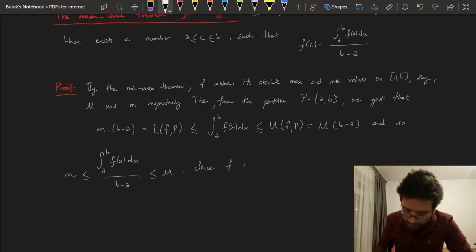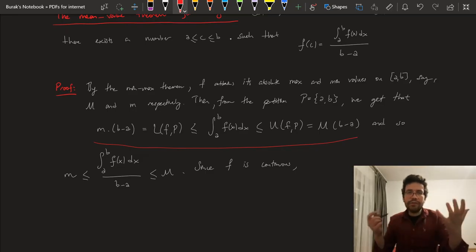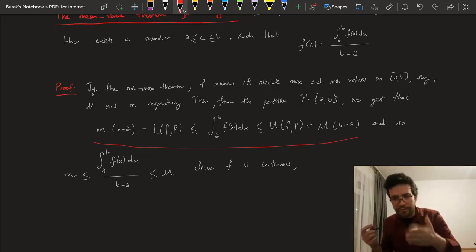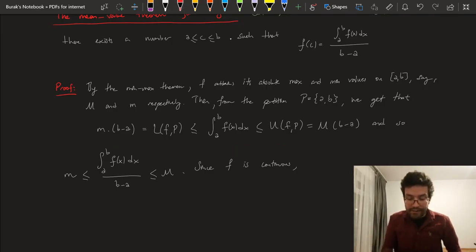Since f is continuous, now this is almost by definition of the integral. Like the definition of the integral automatically forces you to have the following inequality. The integral is less than or equal to any upper Riemann sum, and greater than or equal to any lower Riemann sum. And by dividing both sides by b minus a, you get that this number is between small m and big M.